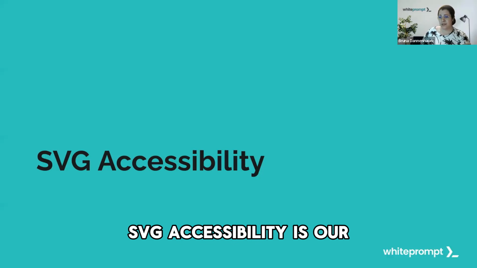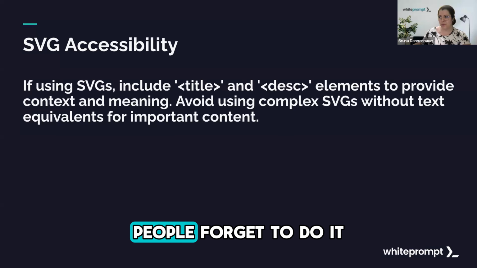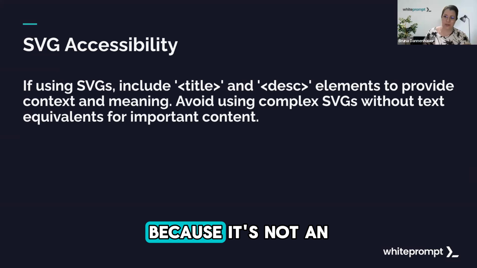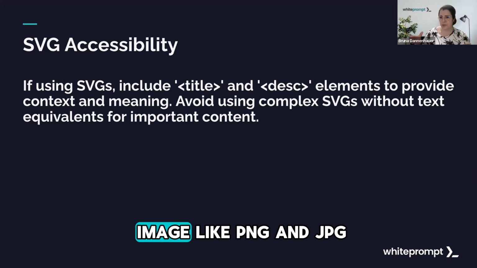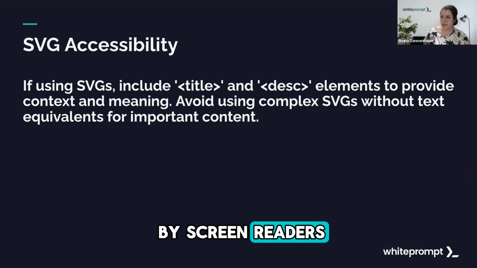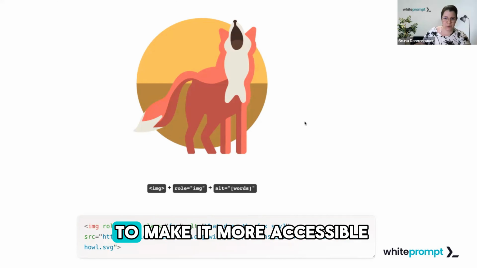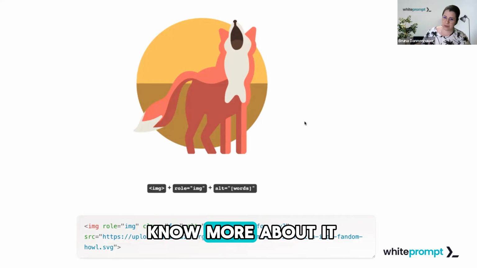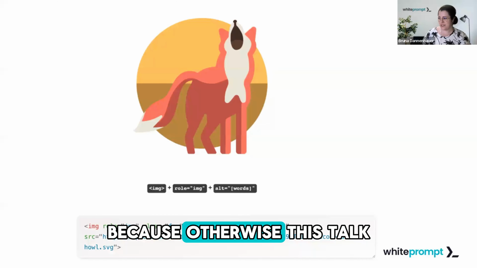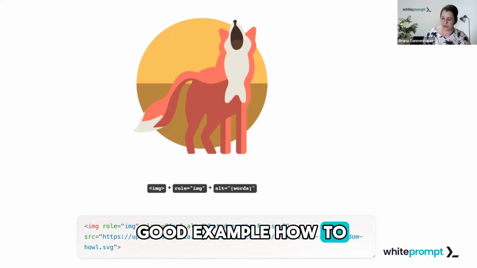SVG accessibility is our last tip, because usually people forget to do it because it's not an image like PNG and JPG, but it also needs to be understandable by screen readers. So this is a way of doing it, and I found out there are 10 patterns you can use to make it more accessible. If you want to know more about it, you need to search for that, because otherwise this talk would be too long, right? But this is a good example of how to do it.